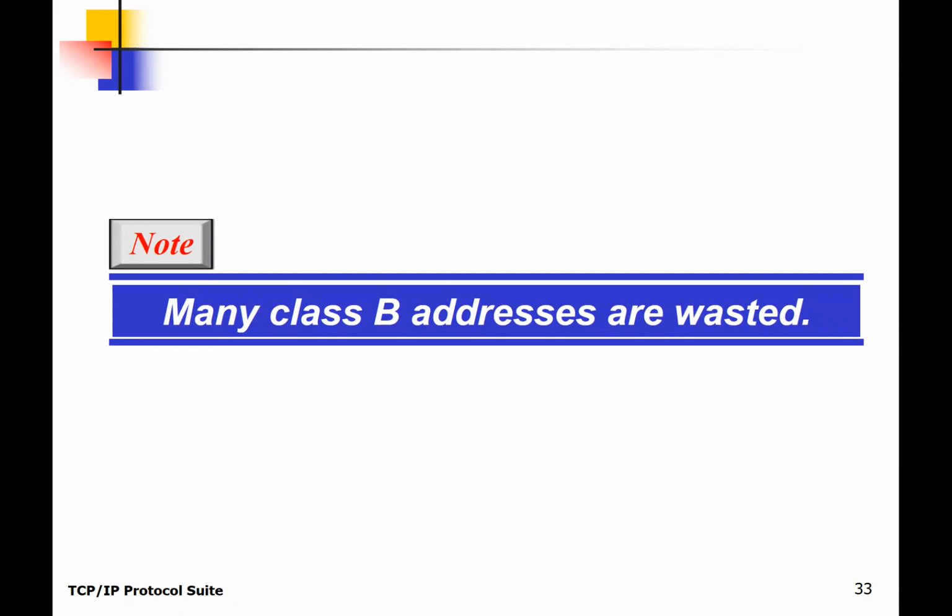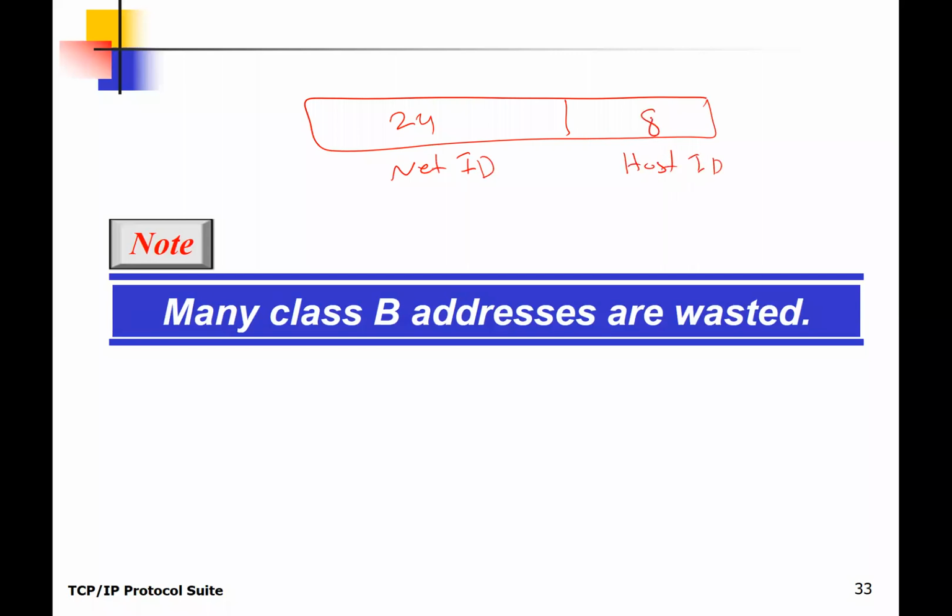Okay. What is the third one? Class C. What is class C? Just remind me, how many bits for the network ID? 24. How many bits for the host ID? That's the network ID, and that's the host. It will be 8. Okay, how many bits are always fixed? The first 3 always have to be, remind me, 110. How many bits are left to change? 21. Correct? 24 minus 3, 21 bits.